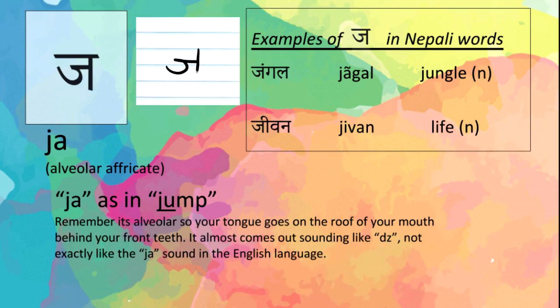The next letter is ja, as in jump. It almost sounds like there's a z in there, but it's an alveolar sound. So remember where your tongue goes, roof of the mouth behind the front teeth. Examples of ja are jungle, which means jungle, pretty similar there. And the next example is jivan, which means life.